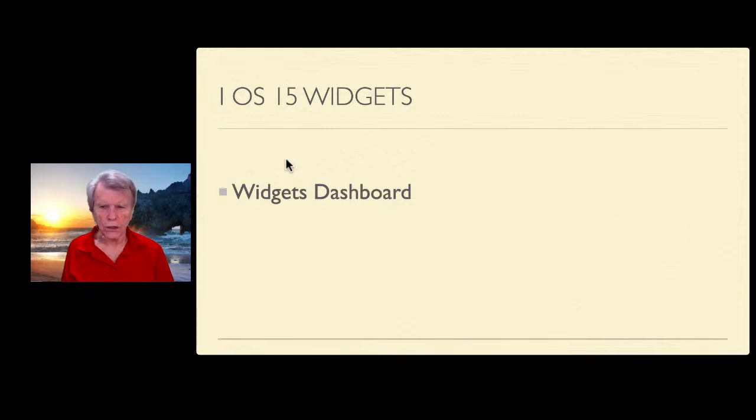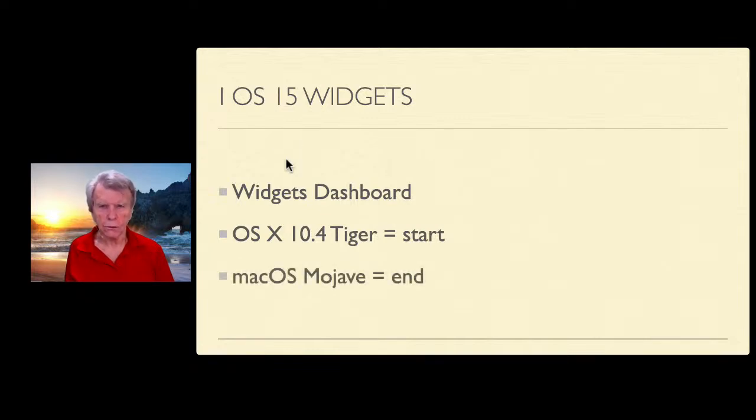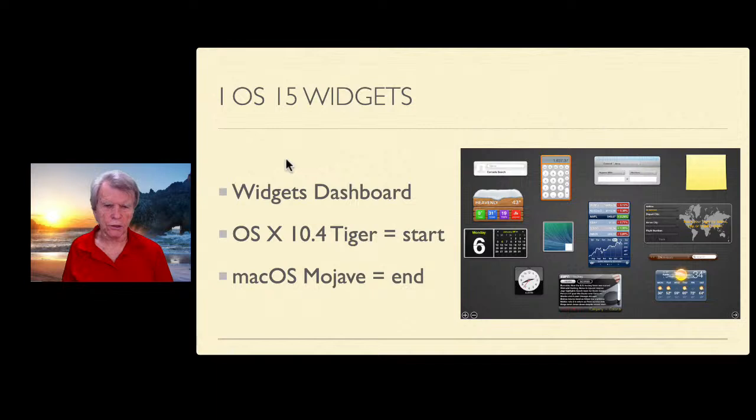So widgets are not anything new, actually. There used to be something called the Widgets dashboard. That started in macOS 10.4 Tiger, and it ended with macOS Mojave. And it looked like this. This is the Widgets dashboard. There's a calculator, a conversion program, the Stickies, weather, a dictionary, the time, the calendar, and so forth. So that was the old widgets.